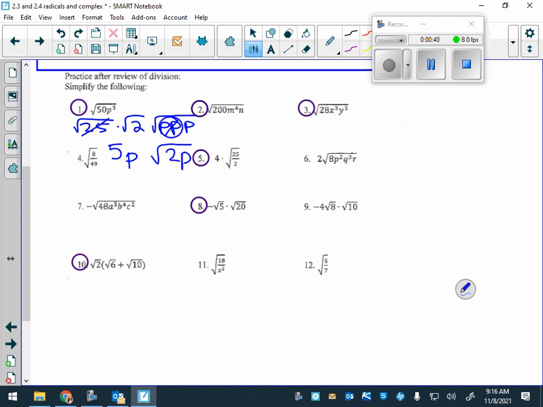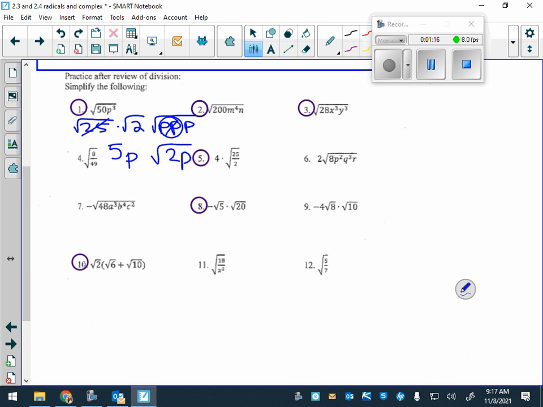Okay? Number 2 is also correct. 10m squared root 2n. Okay? Any questions on number 2? Okay? Number 3 is also correct. 2xy root 7xy. Any questions on that one? Okay? Now number 5, one thing we have to do here. Well, there's something missing.